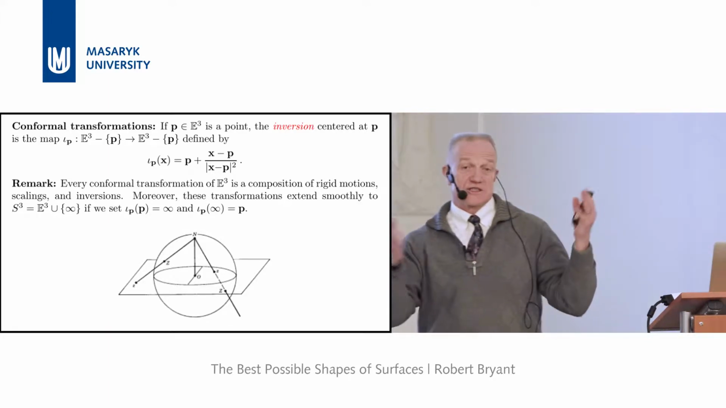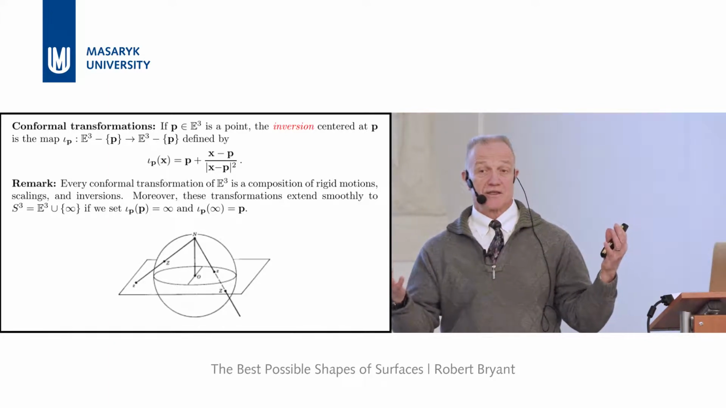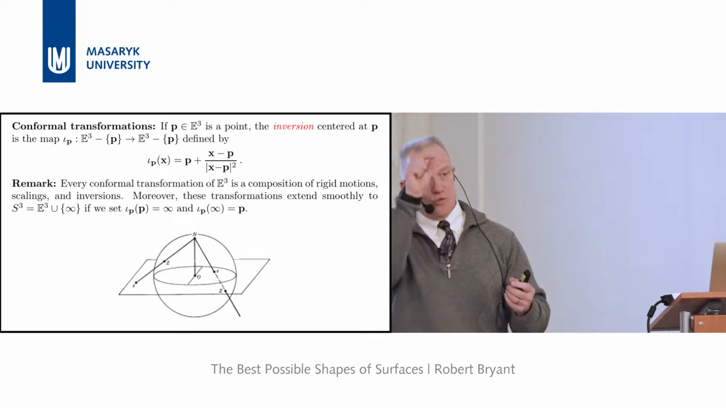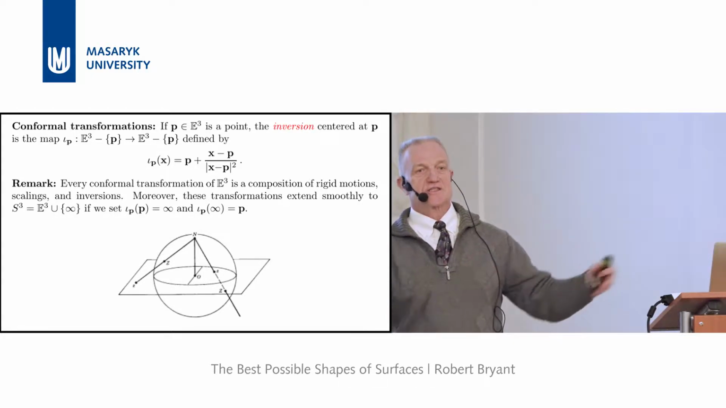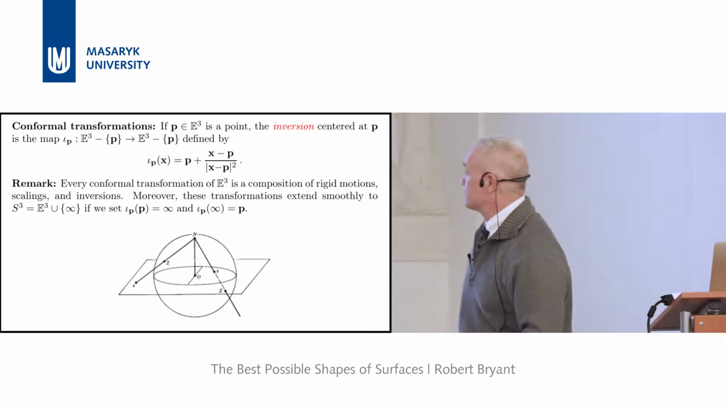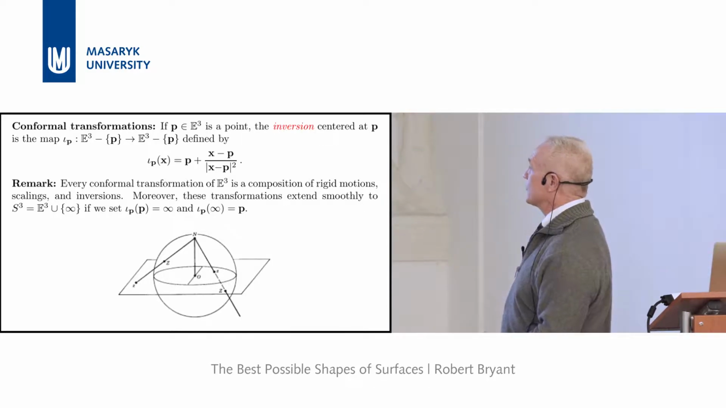And it turns out that that's smooth, just like in the case of one complex variable, where inversion z goes to 1 over z actually extends smoothly to the Riemann sphere and is conformal, right? So the same thing happens in 3 dimensions.